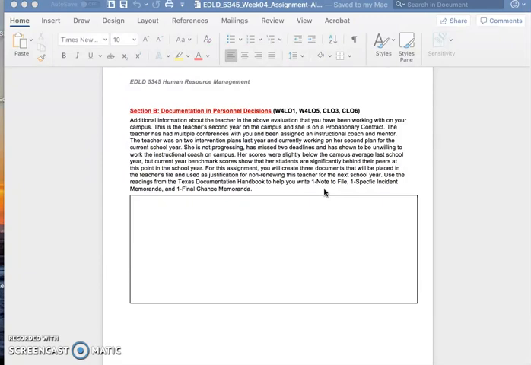Be sure you look at the correct wording that's in the Texas Documentation Handbook, that you include all the components that are there. One of those you're going to put in your discussion board again to get feedback from a peer before you put it here for final grading.